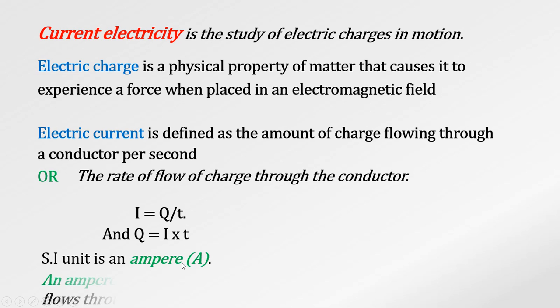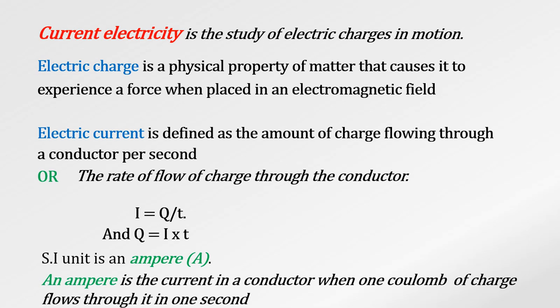And what is an ampere? An ampere is the current in a conductor when 1 coulomb of charge flows through it in 1 second. That current which will pass through a point when 1 coulomb of charge passes there in 1 second is an ampere. So when 1 coulomb of charge is passed through a conductor in just 1 second, the current that will have passed through that conductor will be 1 ampere.